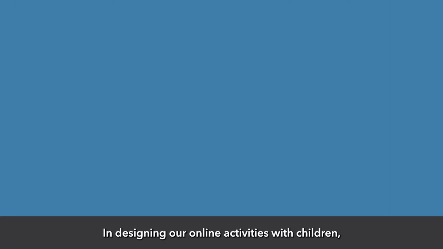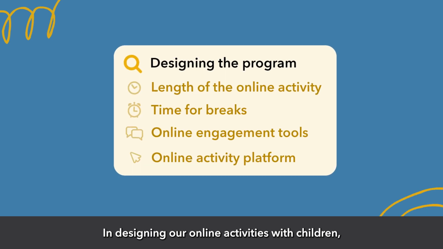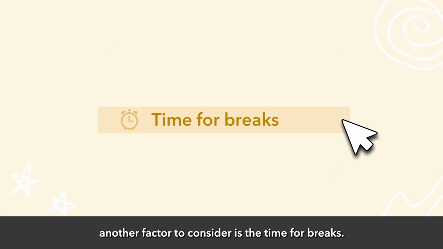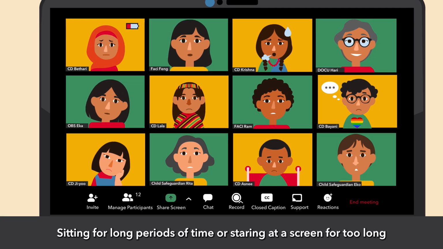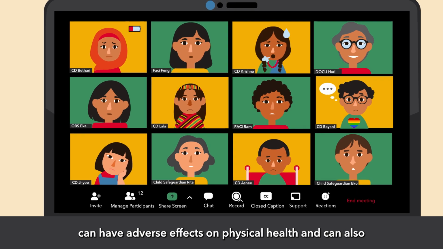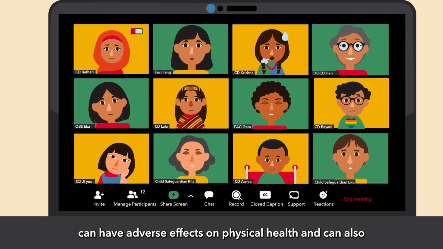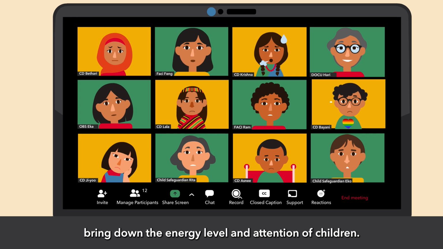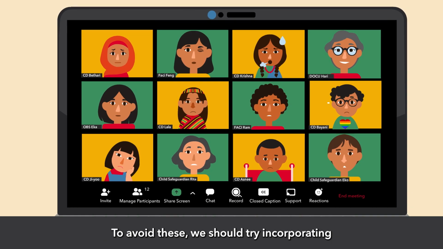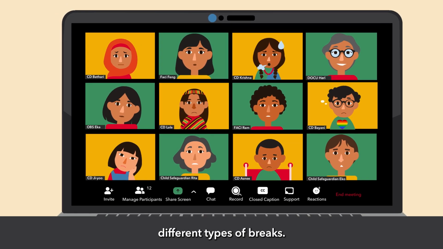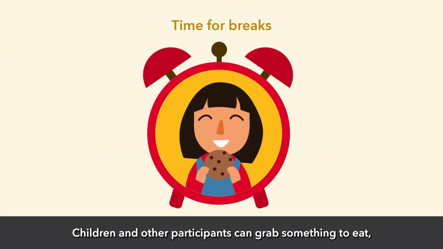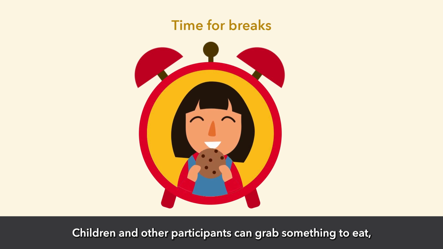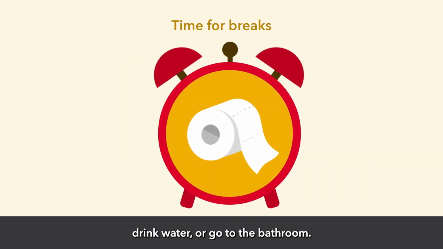In designing our online activities with children, another factor to consider is the time for breaks. Sitting for long periods of time or staring at a screen for too long can have adverse effects on physical health and can also bring down the energy level and attention of children. To avoid these, we should try incorporating different types of breaks. We can have health breaks. Children and other participants can grab something to eat, drink water, or go to the bathroom.